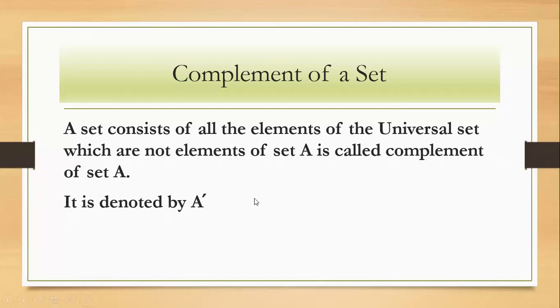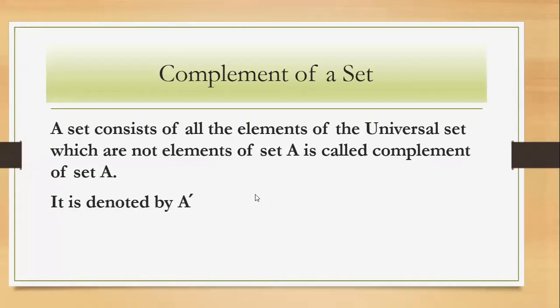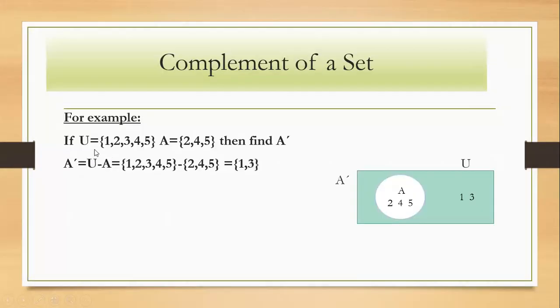First, let's consider an example question. For example, if U is the universal set and it contains 1, 2, 3, 4, 5, and A is a set which contains 2, 4, 5, we have to find A dash. What is the meaning of A dash? A dash means A complement.